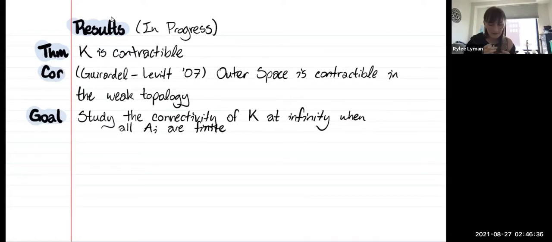As a corollary, I recover a theorem of Guirardel and Levitt from 2007 that the full outer space is contractible. I've only told you what the spine is, but you should think of the full outer space as recording metric structures on your graph of groups. It is contractible in what's called the weak topology. There are several topologies, three on outer space. Two of them are really the same, but they have slightly different fields. And then the weak topology is kind of the odd one out.